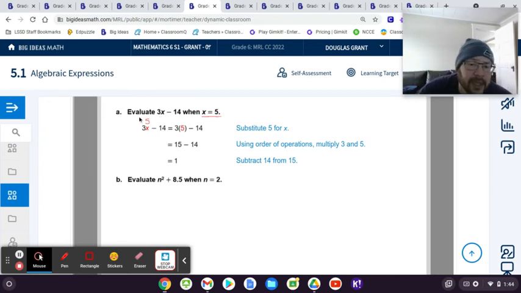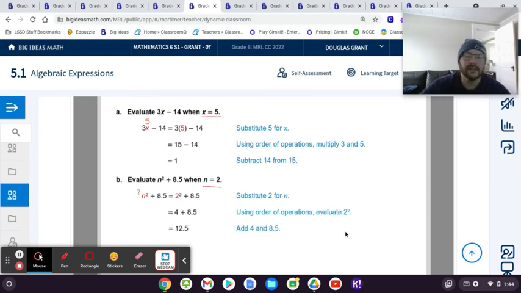Always multiply. Okay, for this one, n squared plus 8.5 when n is 2. What would that be? Okay, so you got to remember 2 squared is 4 because it means 2 times itself. And then 4 plus 8.5 is 12.5. Okay, so order of operations is always used. So substitute the number, then use order of operations.